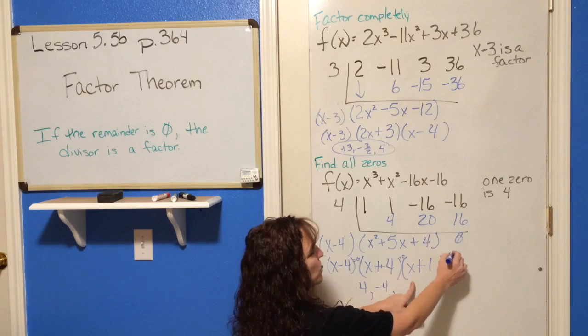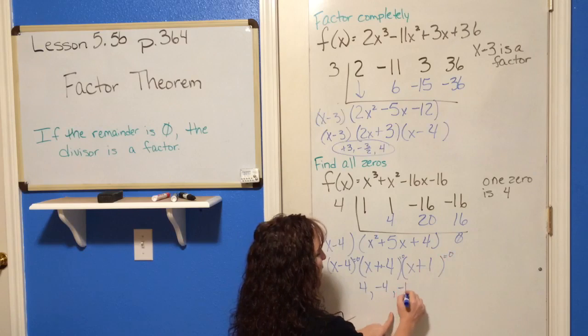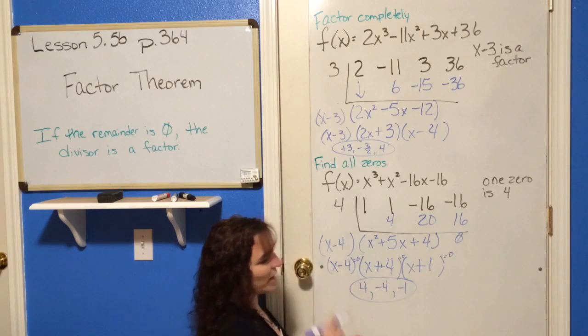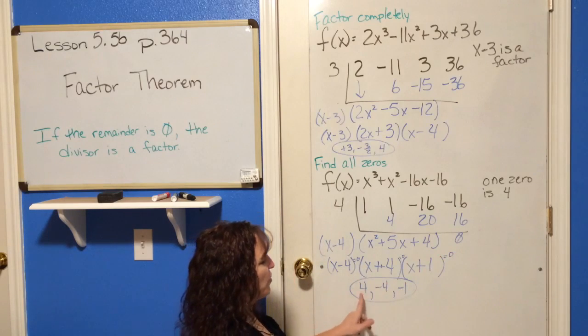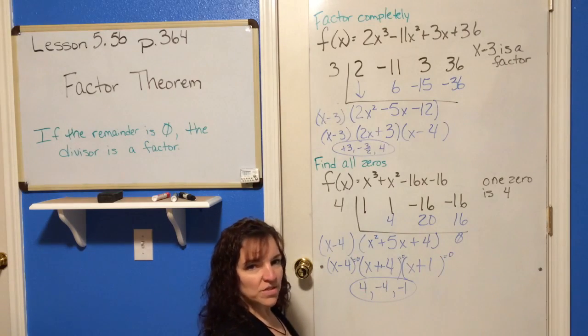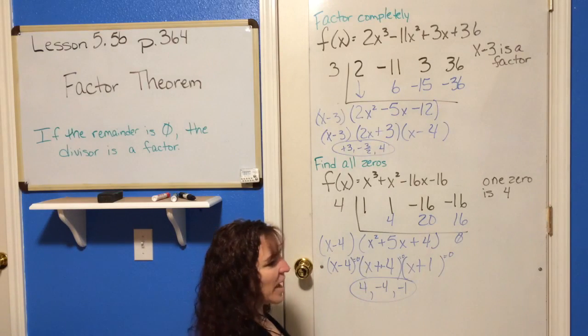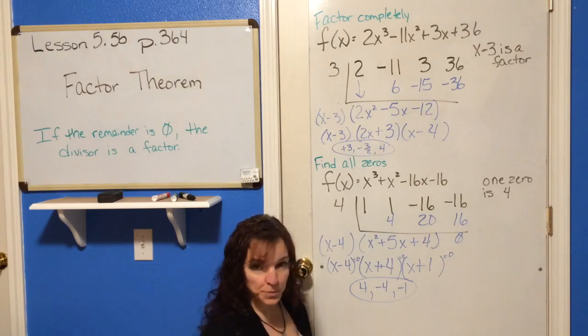When you set this one equal to 0 and subtract the 1, you're going to get a negative 1. So your zeros are, and actually I didn't put them in order, negative 1, negative 4, and 4, but any order is fine. So there's our zeros. 4, negative 4, and negative 1 are our zeros.